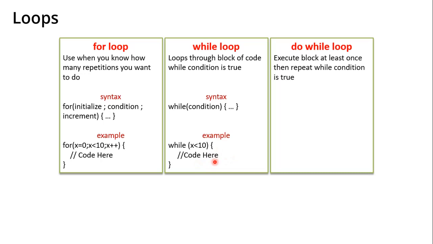Do while loop: execute the block at least once, then repeat while the condition is true. Do, then the code is here, while x is less than 10. So this is the syntax, same as in the C language.